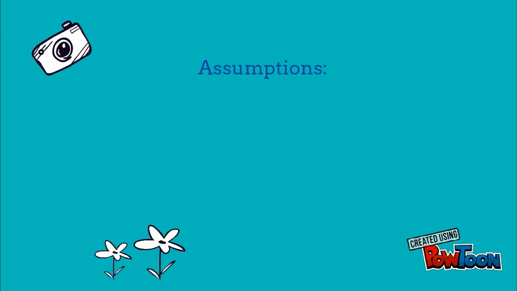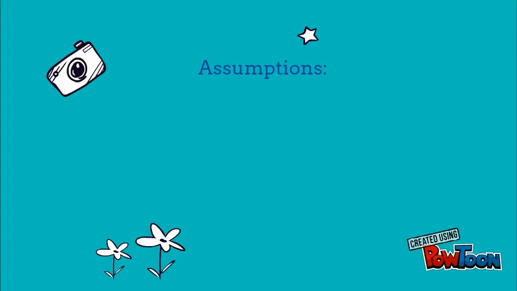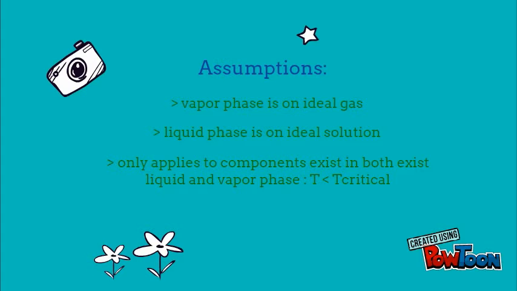So the first assumption is the vapor phase is an ideal gas. Next is the liquid phase is an ideal solution. Thirdly, this only applies to components that exist in both liquid and vapor phases, considering T should be less than T critical.